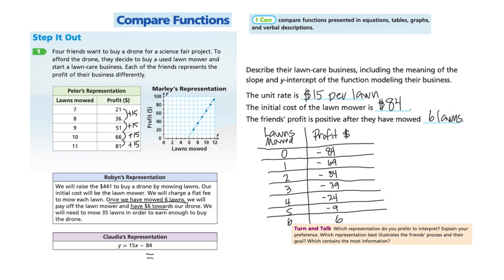So look at the turn and talk. Which representation do you prefer to interpret? Explain your preference. Which representation best illustrates the friend's process and their goal? Which contains the most information? So those are all kind of personal preferences. So think about that and talk with someone about that. But then we're going to go to the next page.